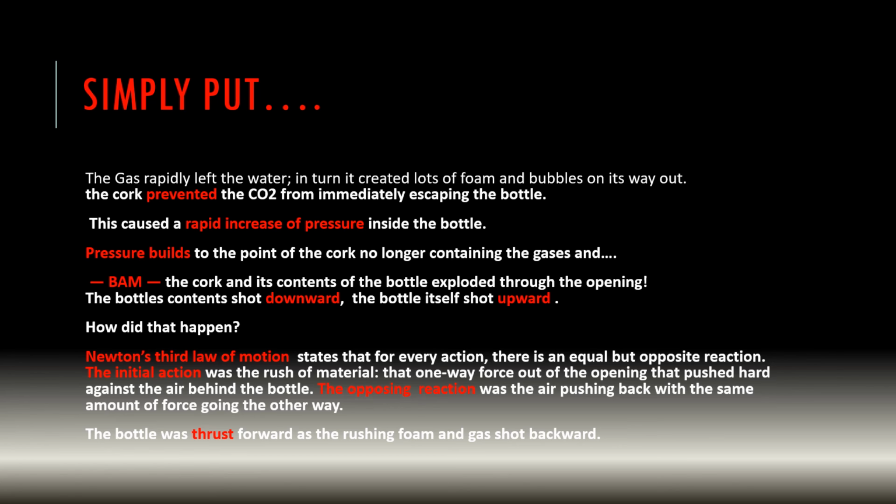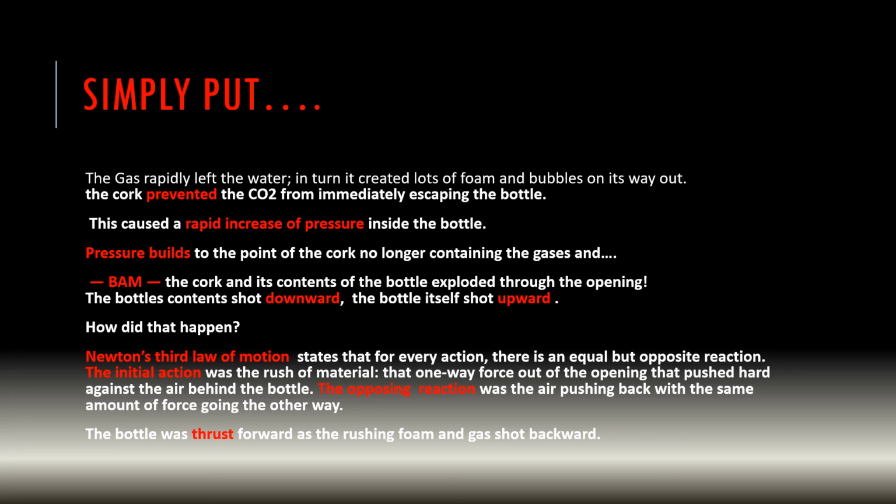bottle. The cork prevented the CO2 from immediately escaping the bottle, but also caused a rapid increase of pressure inside of the bottle. The pressure builds to the point of the cork no longer containing the gases, and bam, the cork and the contents of the bottle explode through the opening. The bottle contents shot downward and the bottle itself shot upward.